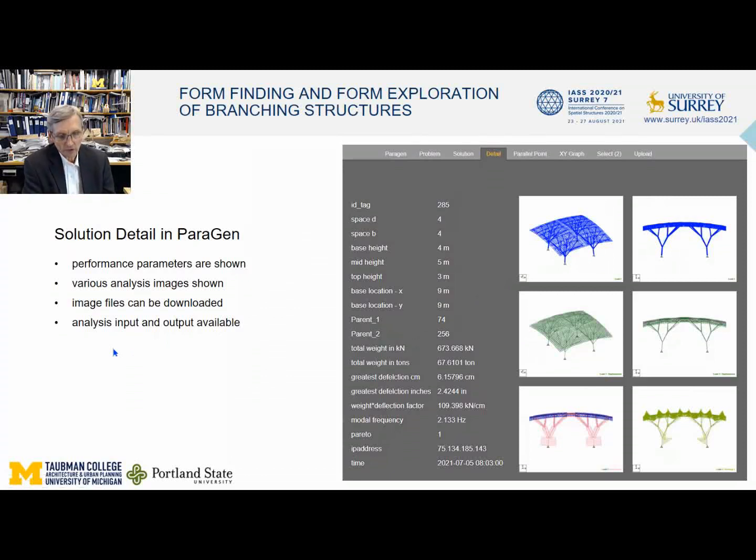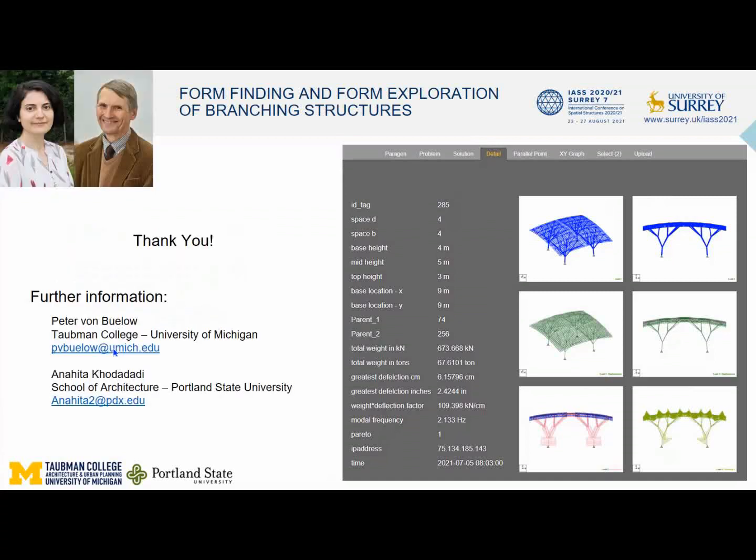Okay, so that gives you an overview of form exploration, branching structures with ParaGen. Are there any questions? Thank you.